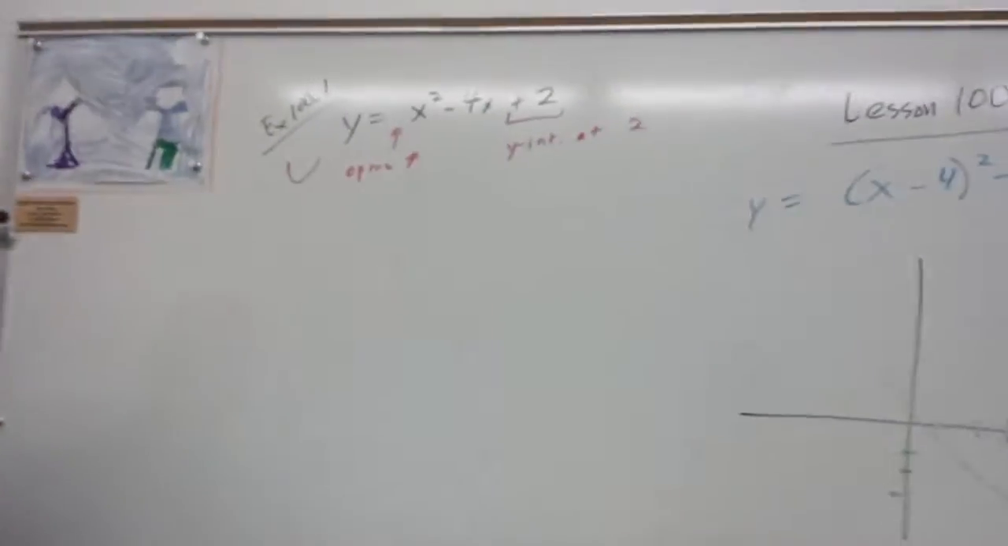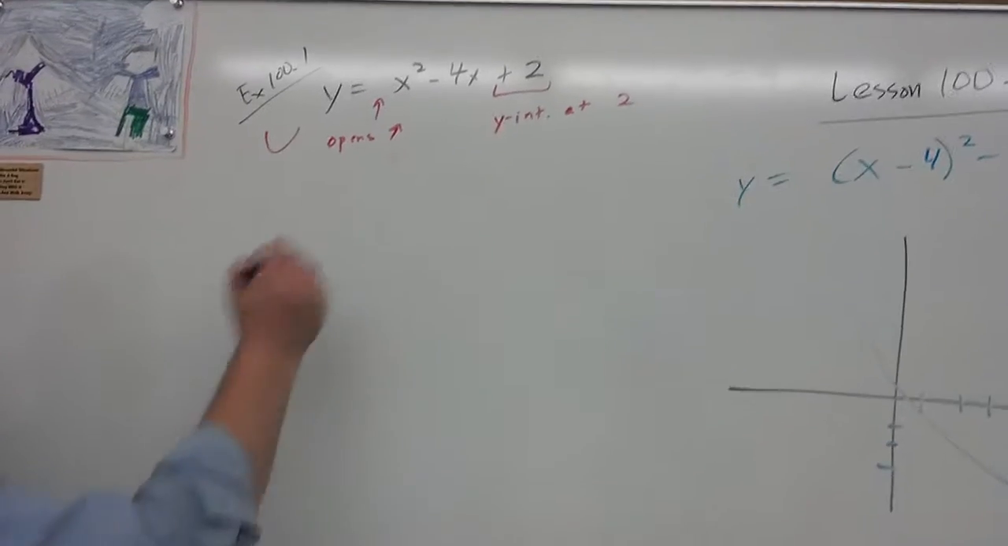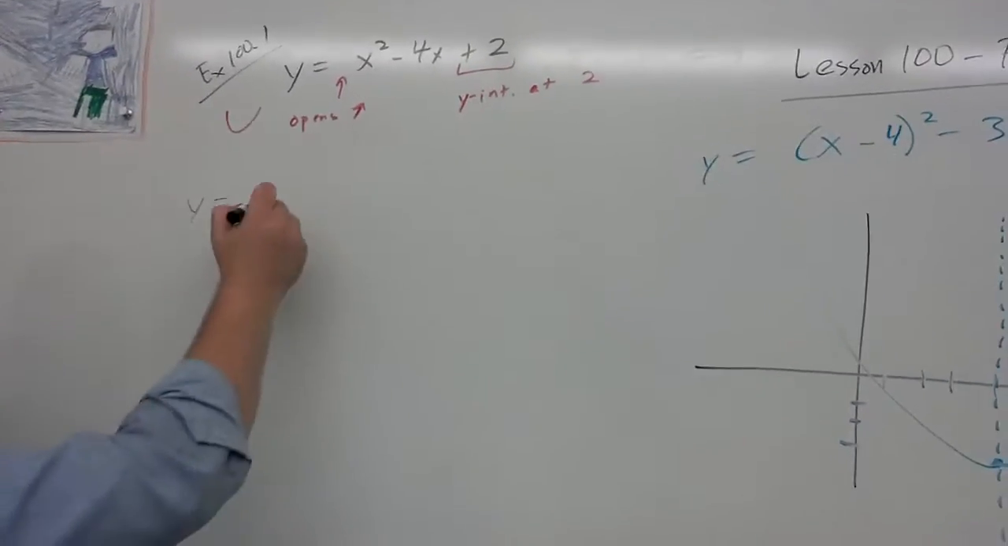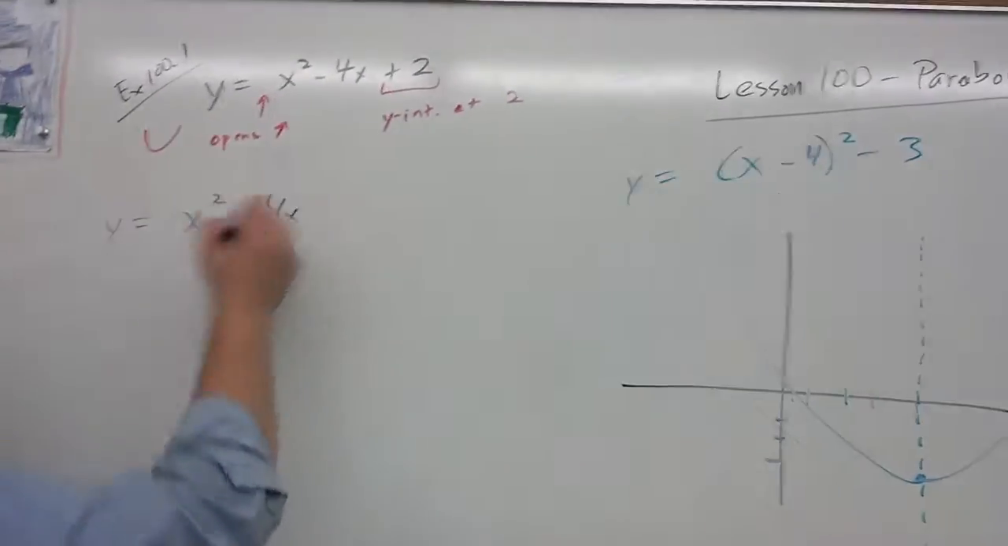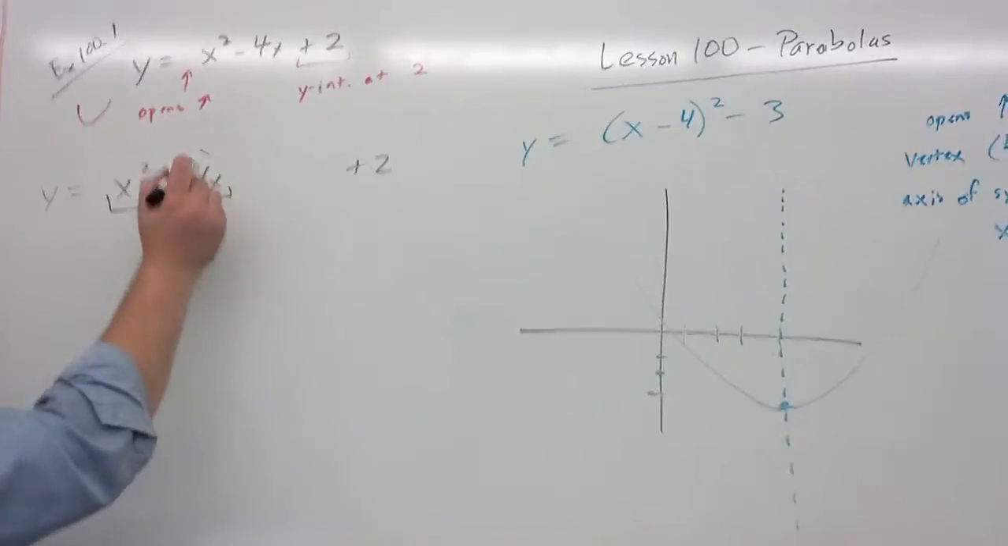So we know two pieces of information now, just from the equation in general form. But we need to get it into standard form so we know where to put the vertex. So here's what you do: we're going to complete the square on this right here.